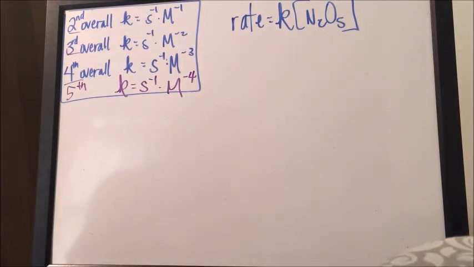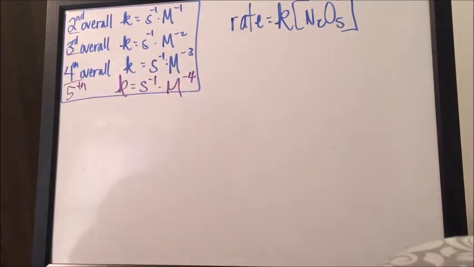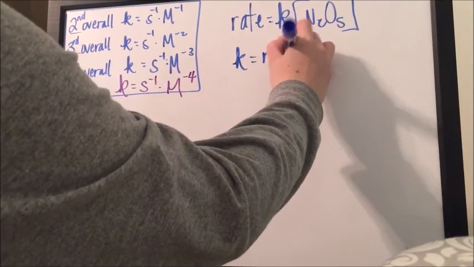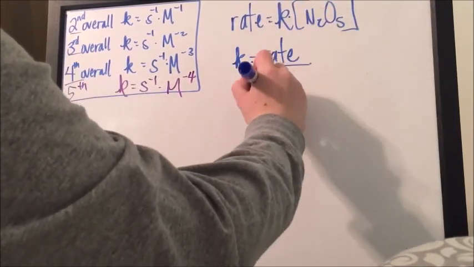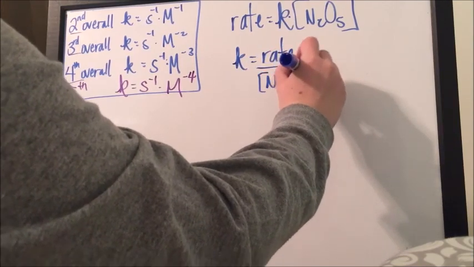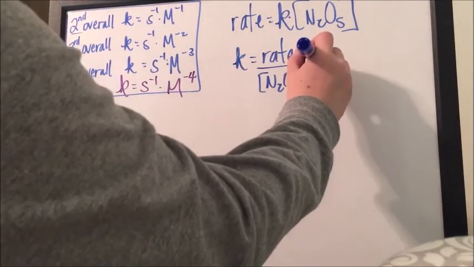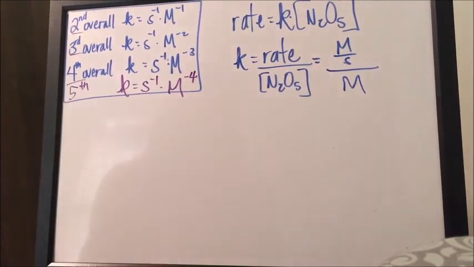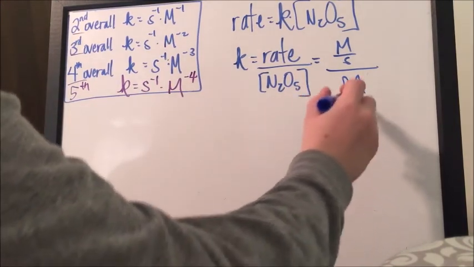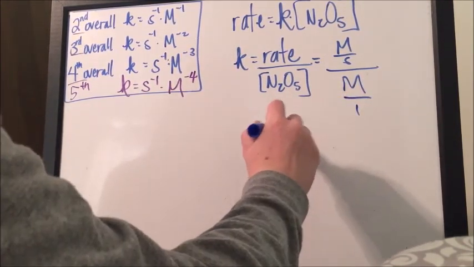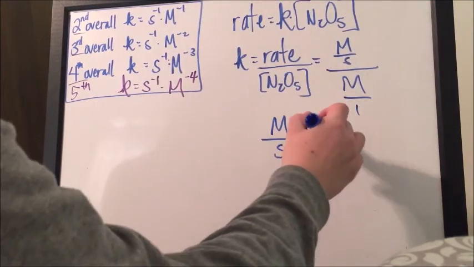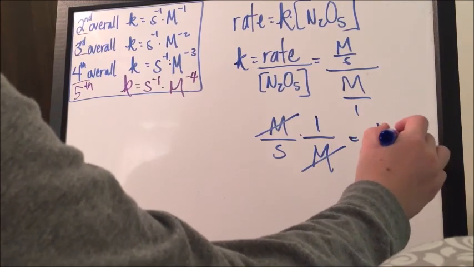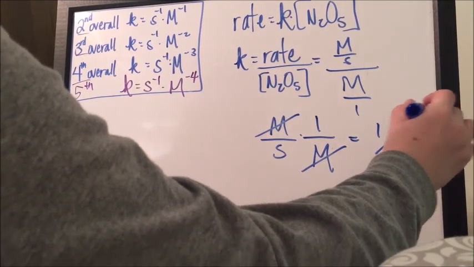Okay, so it says for a reaction with this rate law, determine the units of K. So again, we want K by itself, so we would divide by this on both sides. We end up with this. Rate, always measured in molarity per second. This guy, just going to be measured in molarity. Again, if you want to think about it in fractions, molarity per second times, flip it, 1 over molarity, cancel, cancel, you're left with 1 over seconds, or seconds to the negative 1.